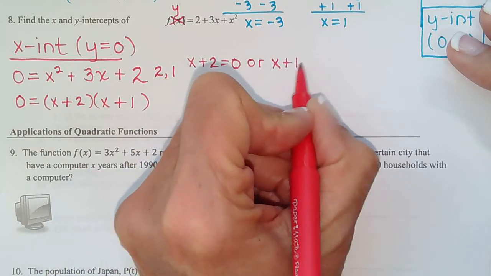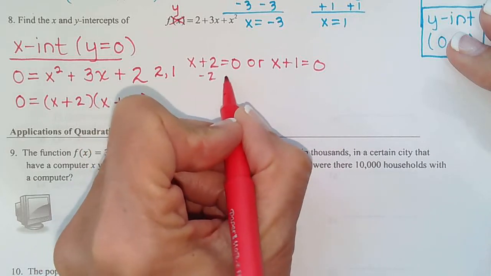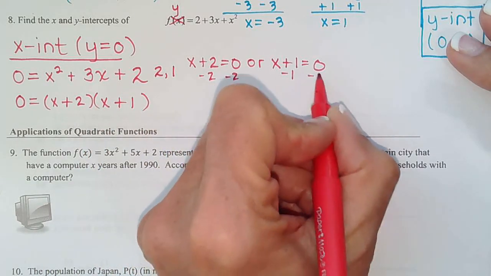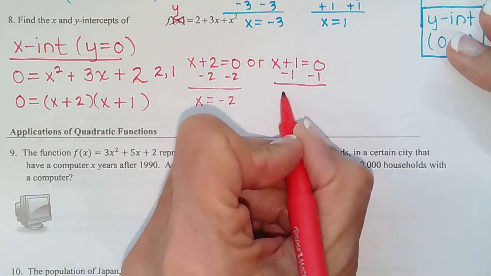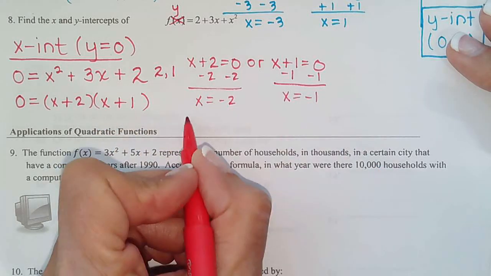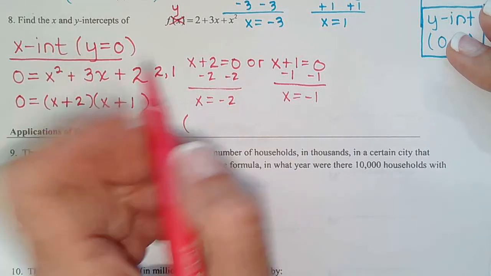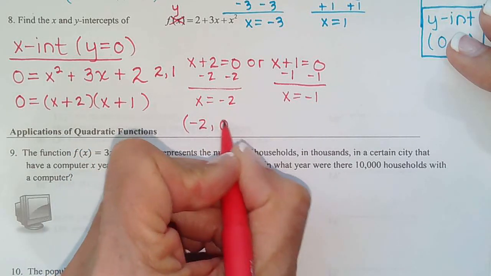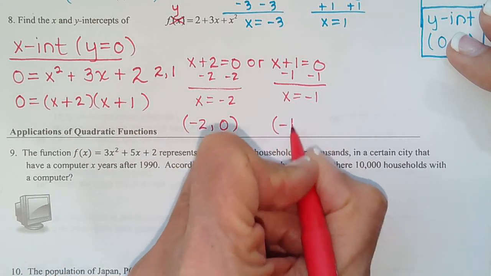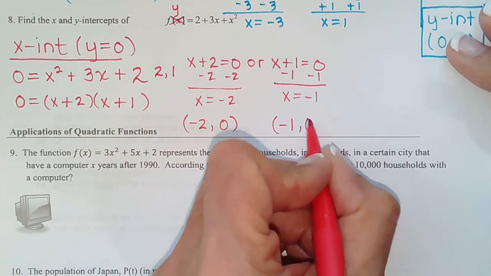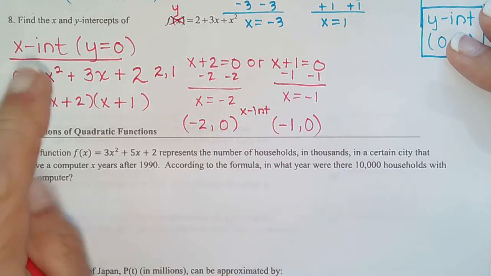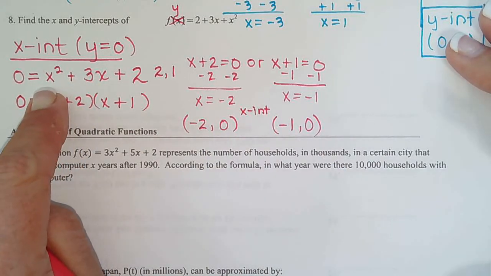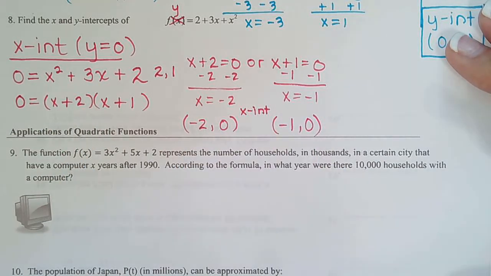So I solve these two equations and I will get my two x-intercepts. So x equals negative 2, x equals negative 1. So y is 0, x is negative 2. x is negative 1, y is 0, so there's my two x-intercepts. So I know this parabola comes up, and I know it goes through the x-axis at those 2 points.